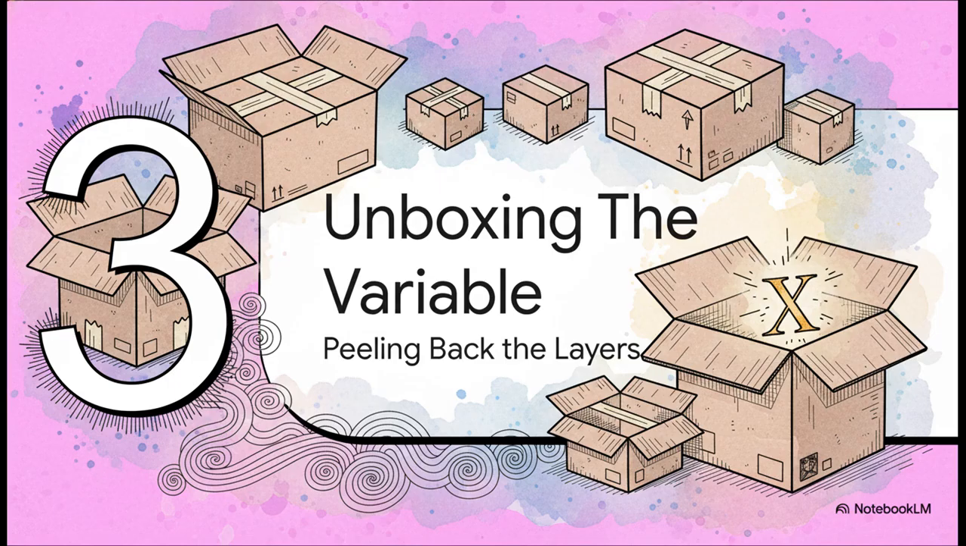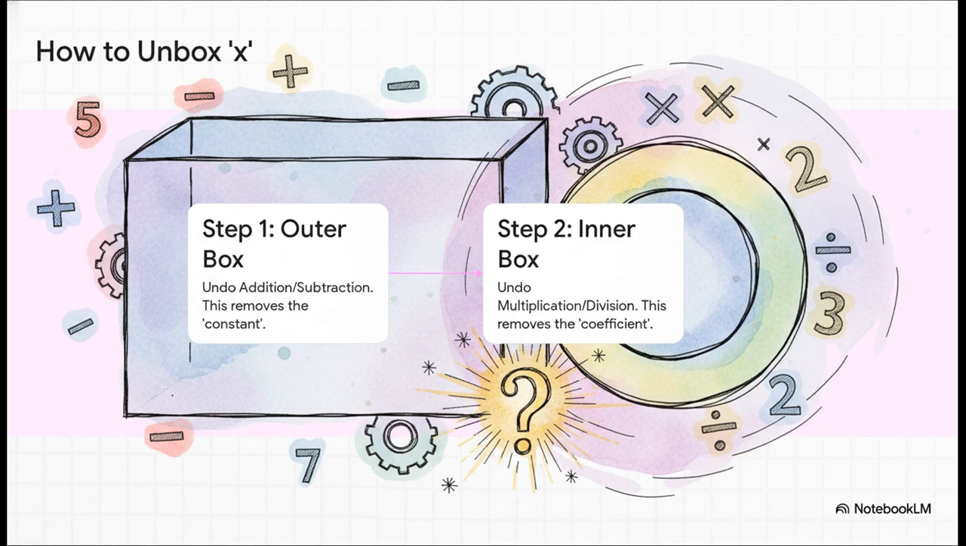All right, let's try thinking about this another way, something more visual. Imagine our variable, the x, is like a really cool prize locked inside a couple of boxes, one inside the other. Our whole mission is just to unbox it, one layer at a time, to see what's inside. So, how do we get the prize? Simple. We always start from the outside and work our way in. That outer box? That's any number just hanging out, being added or subtracted. We call it the constant. We get rid of that one first. Then you've got the inner box. That's the number right next to the x, the one being multiplied or divided, the coefficient. We get rid of that second, and boom!